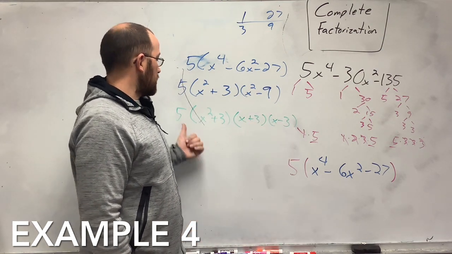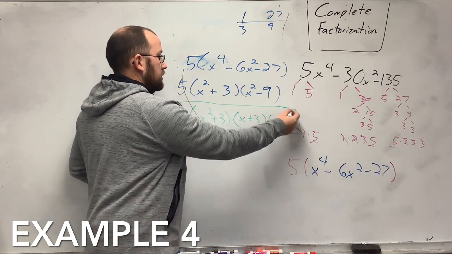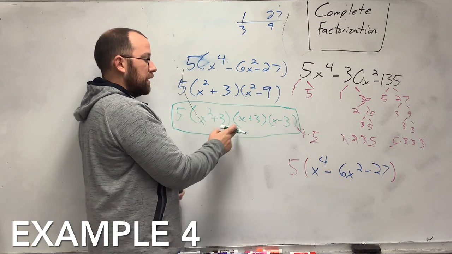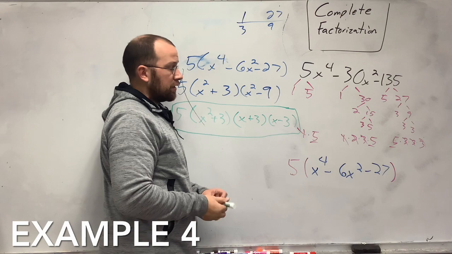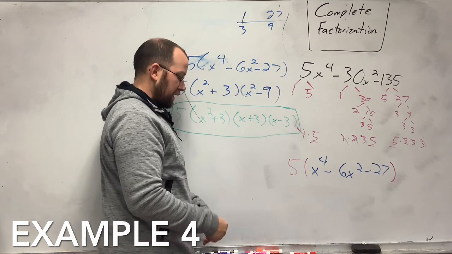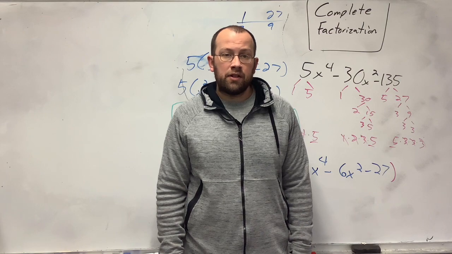So the final answer to this is 5 times parentheses x squared plus 3, parentheses x plus 3, parentheses x minus 3. That is your final answer. Always make sure it's factored completely out. All right, this has been complete factorization. Hope it helps and good luck.